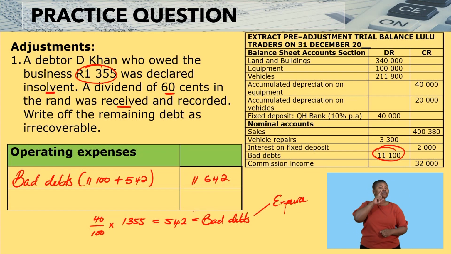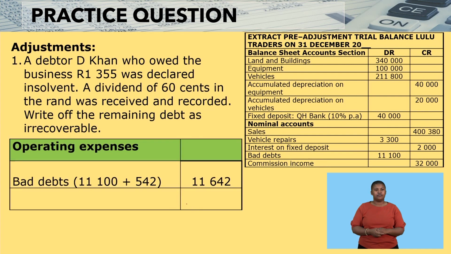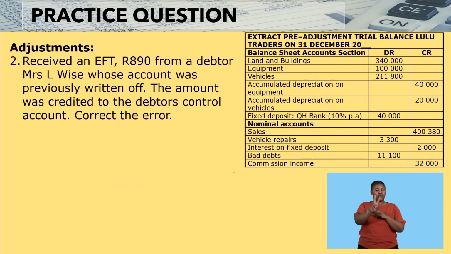Let us look at adjustment number 2. This is what we have just done. It says, received an EFT from a debtor, Miss Elwise, whose account was previously written off. Previously written off means this account was written off as a bad debt.